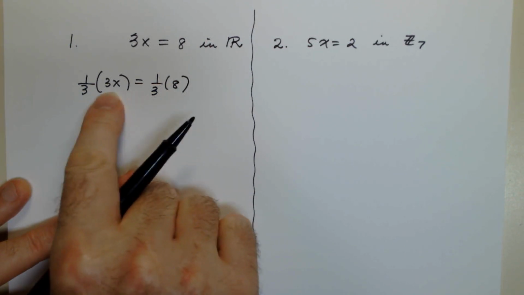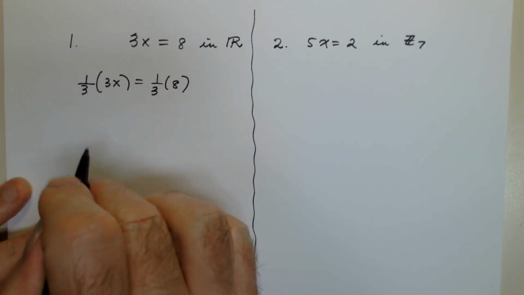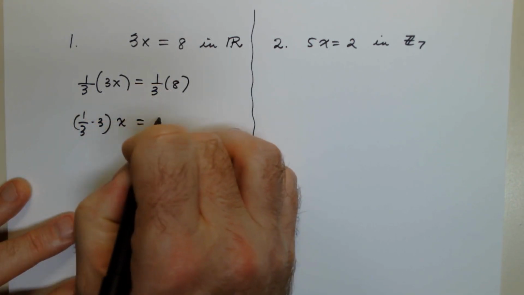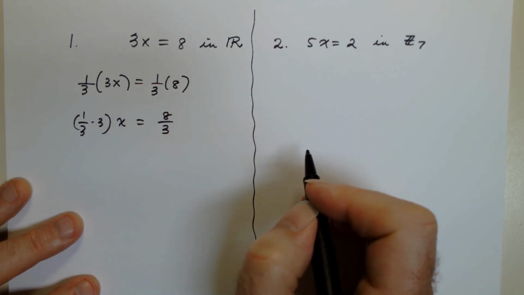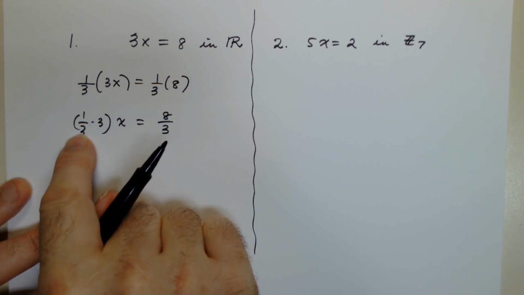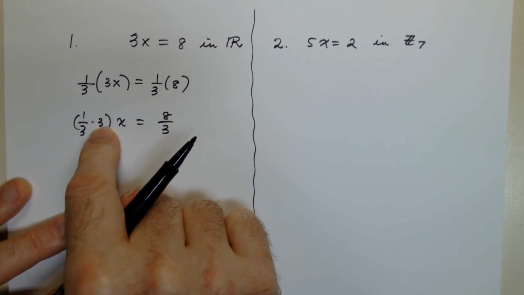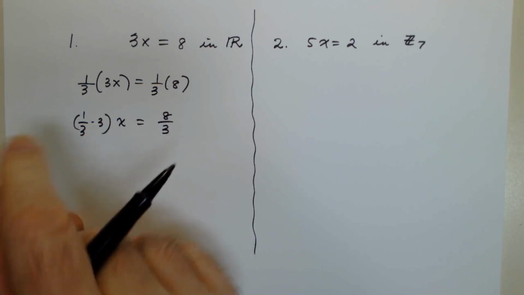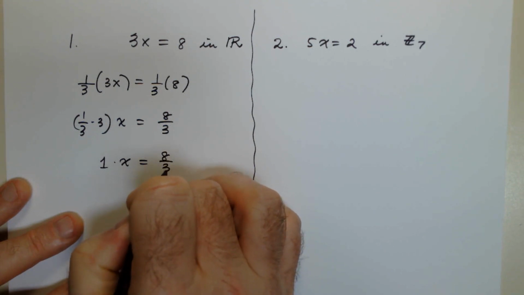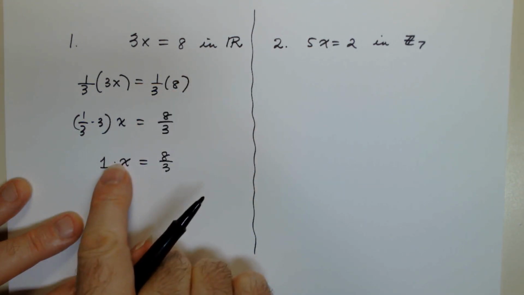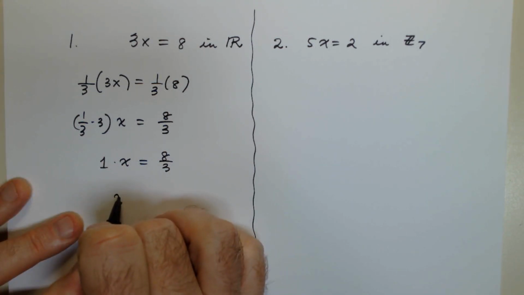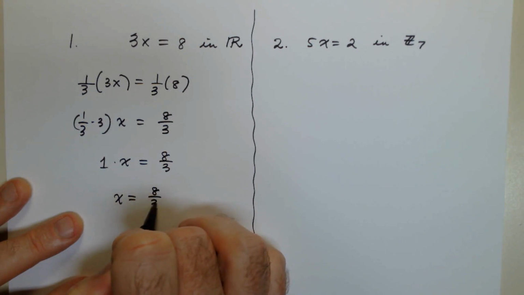Now on this side, we can use the associative property of multiplication and rewrite this as 1/3 times 3x equals, and this side we can just render as 8/3. Okay? Now, 1/3 times 3 is just 1. That's the property that 1/3 has. It's the multiplicative inverse of 3. So 1/3 times 3 is 1. So this is 1 times x equals 8/3. And 1 in the real number system has the property that when 1 multiplies any number, it's just the number itself. So we finally get the solution, x equals 8/3.